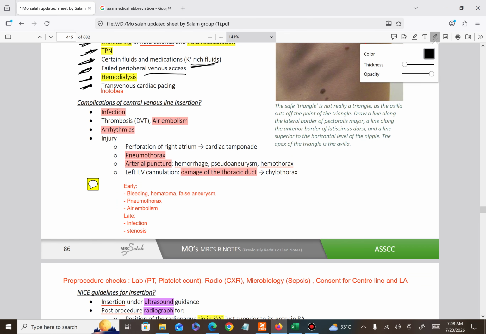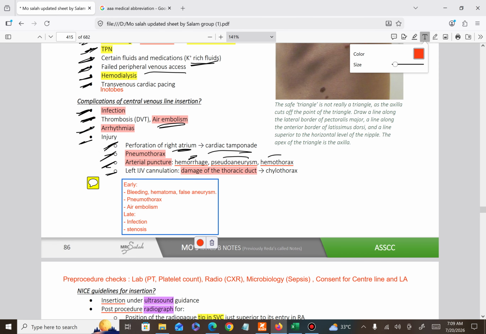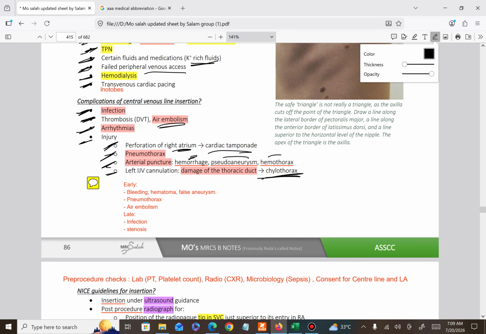Then complications of central line insertion. It can cause infection, thrombosis like DVT and air embolism, arrhythmias, injury to the heart like the perforation of the right atrium causing cardiac tamponade, pneumothorax, arterial puncture which can lead to hemorrhage, pseudoaneurysm and hemothorax. Left internal jugular vein cannulation will cause damage to the thoracic duct which can lead to chylothorax. So these are the complications of central line insertion.